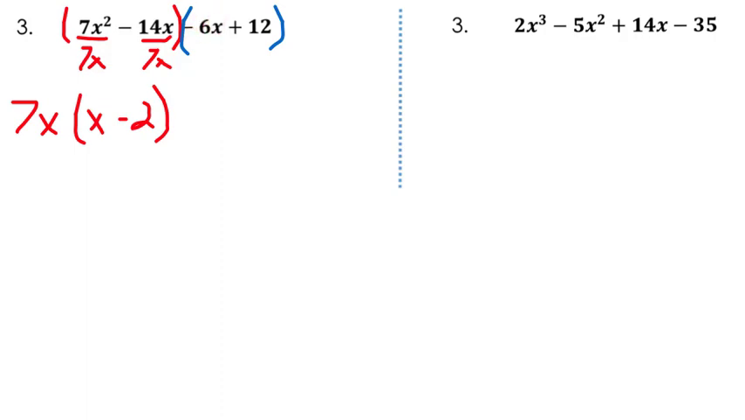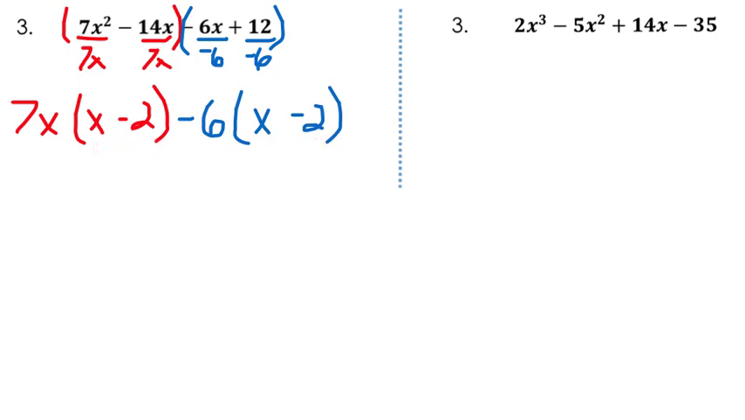So luckily that negative 6 can be pulled out of both terms. It can be pulled out of the negative 6x, and it can also be pulled out of the 12 because negative 6 goes into 12. What I'm left with is exactly what I wanted, that x minus 2. Now I have my matching binomials.